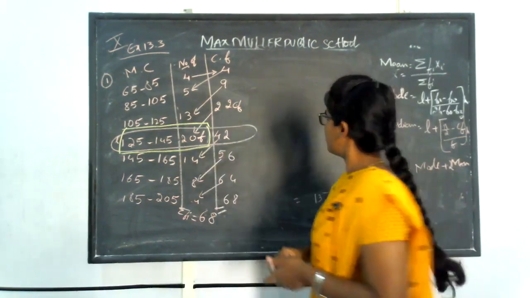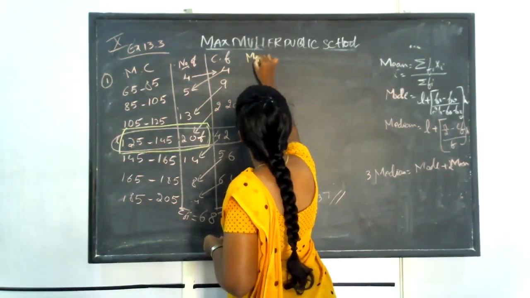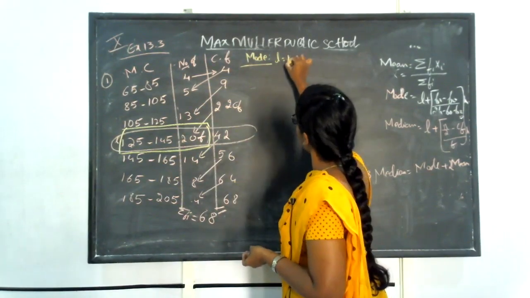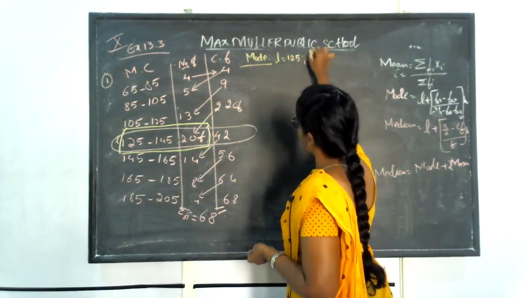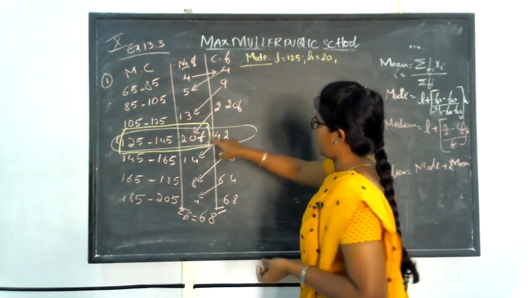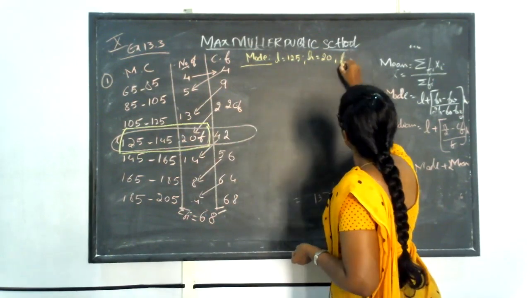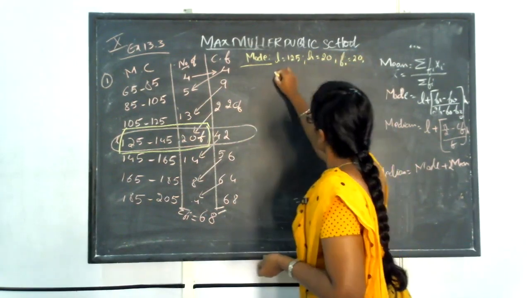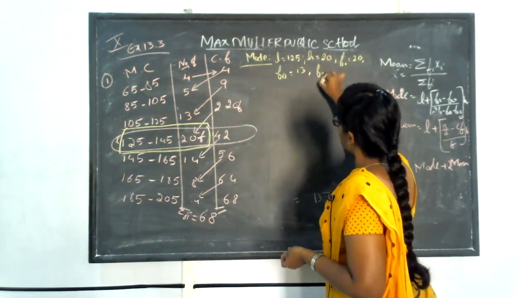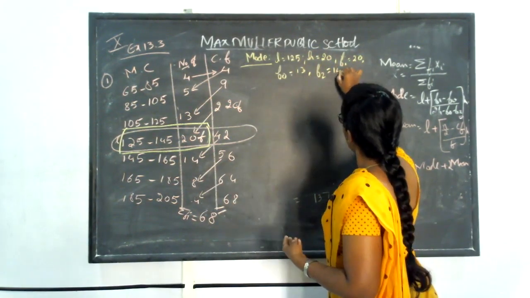So, mode. We are going to find out mode. L is equal to 125. Then H is how much? It is again 20. Then you have F1. F1 is 20. Then F0 is how much? F0 is the above one, which is 13. And F2 is how much? The below one, which is 14.